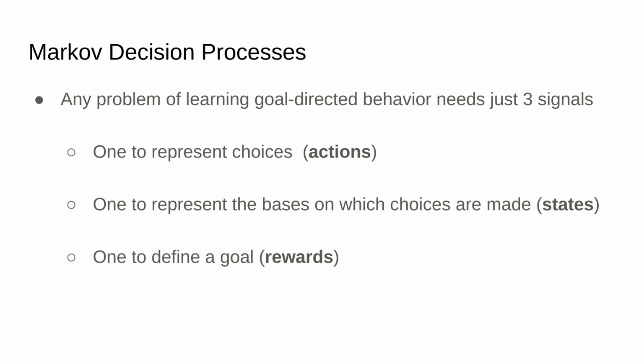Basically, an MDP is just an abstraction of the problem of goal-directed learning from interaction. It states that any problem of learning goal-directed behavior can be reduced to three signals that get passed between the agent and the environment. One signal to represent the choices made by the agent, which is in this case the actions, one to represent the basis on which the choices are made, in this case the states, and one to define the agent's goal, which is in this case the rewards.